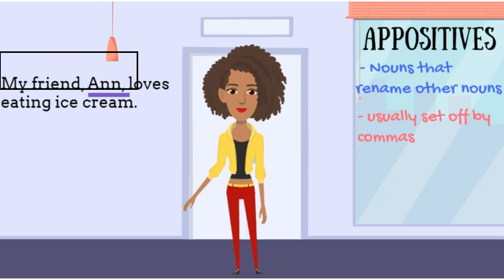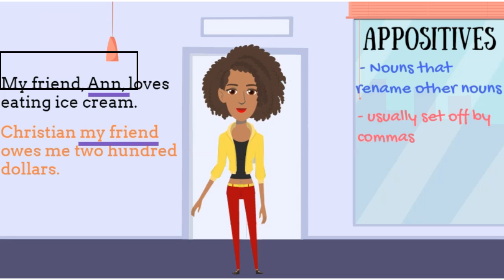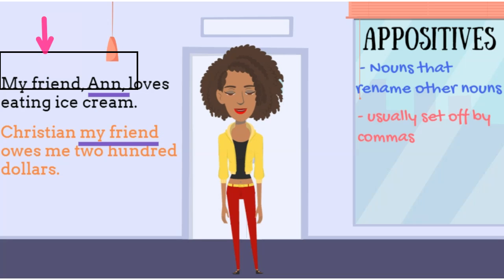Let's take a look at this sentence. My friend Anne loves eating ice cream. We see the word Anne set off by commas, which renames which word? Correct. It renames friend. Therefore, Anne is an appositive.